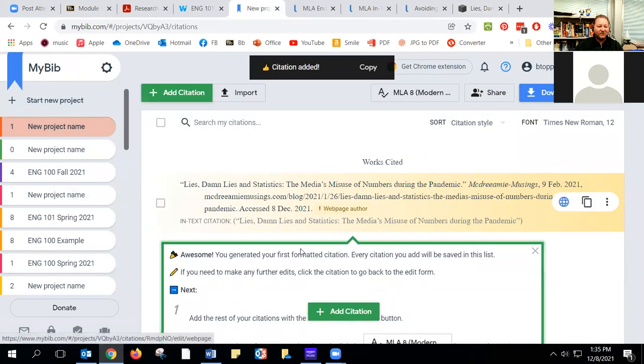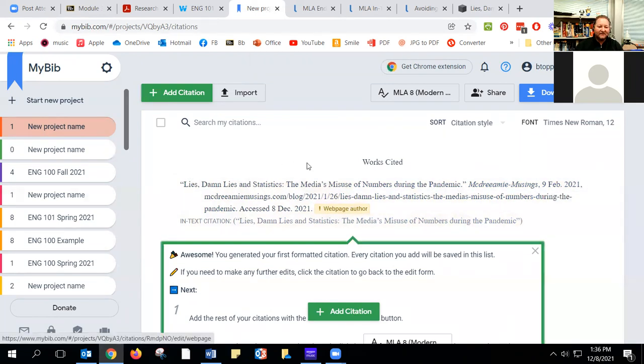So it does here, and it tells you what it did for it. It formats it in the right order. So I used to have to spend an entire class day going over what goes first, how do you format it? Is it in italics? Is it in quotes? Is there a period here? Where do I put a comma? Do I have to italicize this? All these types of things. This does all of that work for you.